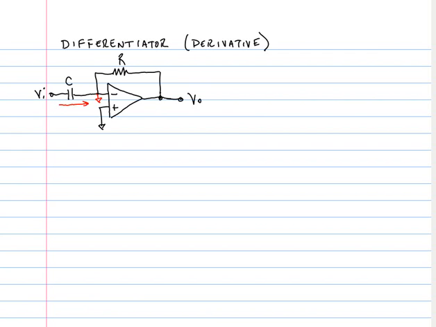We note that the current flowing through C1, IC, has to be equal to the current flowing through the resistor, IR. We know that the current flowing through a capacitor is equal to C times the derivative of the voltage across the capacitor. We know that the current flowing through a resistor is equal to the voltage difference across the resistor divided by the resistance.